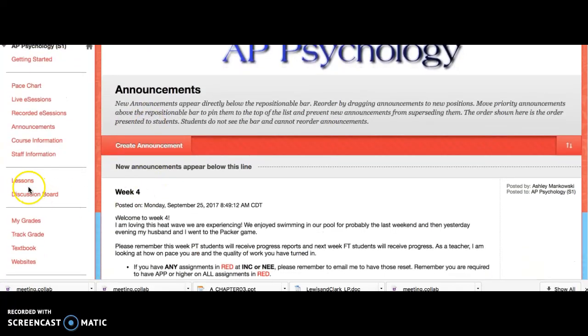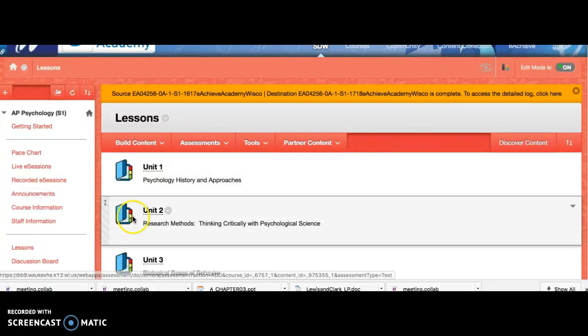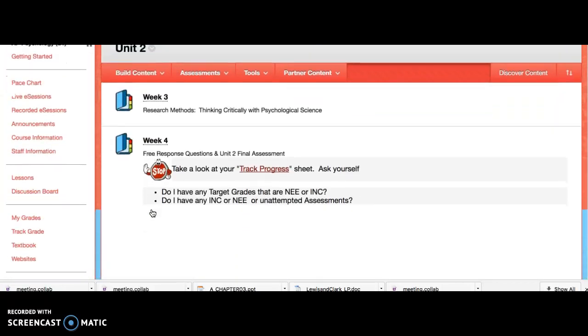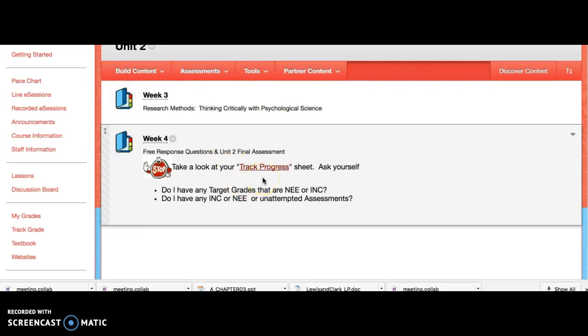So for this week's lesson, you have 2 assignments you need to do for this week. The one is an FRQ and the other one is your unit exam. I do give you a spot where you can track your grade.